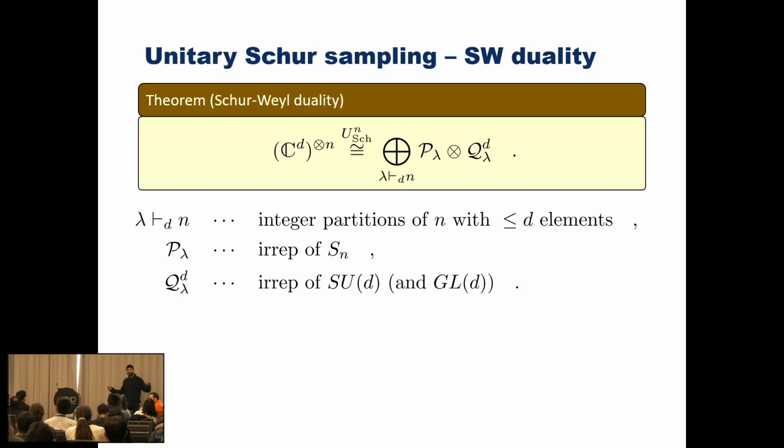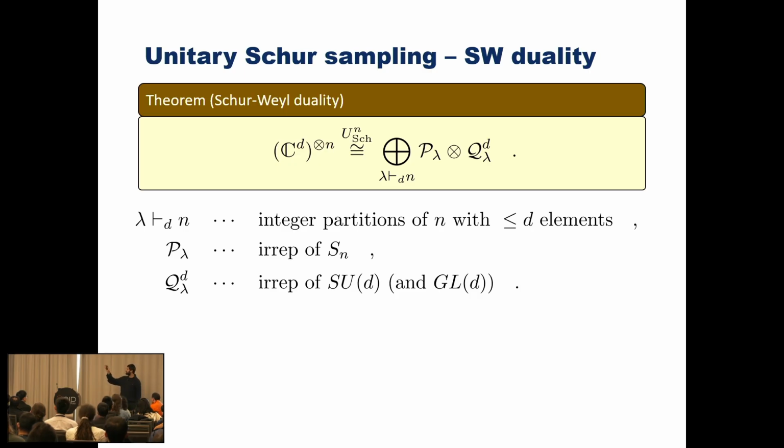A very useful tool for that is Schur-Weil duality, which maybe some of you have already heard of. It's a very strong tool in quantum information theory, because it tells us that the vector space (C^d)^{⊗n} is equivalent to a direct sum of isotypic subspaces, labeled by these lambda. These lambda, maybe some of you know as Young diagrams. They're partitions of n.